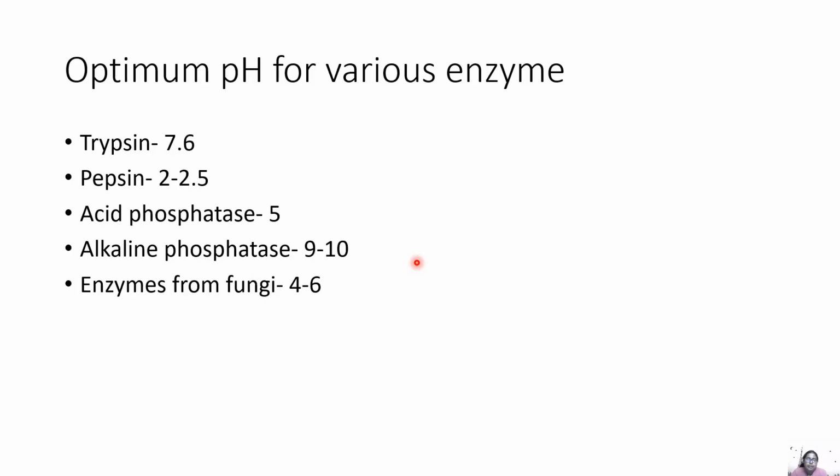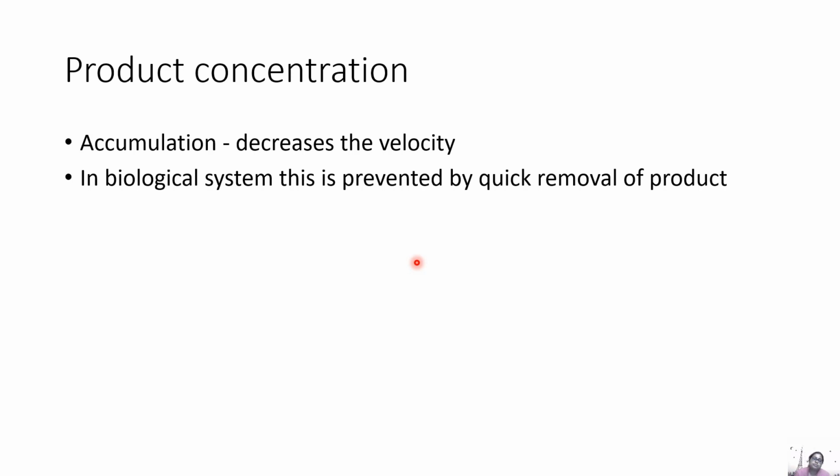Now, the optimum pH of various enzymes: for trypsin it's 7.6, and pepsin is a very acidic environment enzyme, which is 2 to 2.5. Acid phosphatase we have, alkaline phosphatase, and all of that. Now, product concentration accumulation decreases the velocity. When the product is being accumulated, it is decreasing the velocity of the reaction. And in biological systems, this is prevented by quick removal of the product.